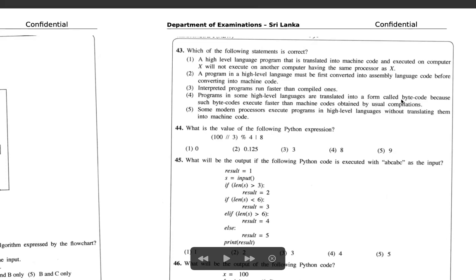You can convert it to intermediate code called bytecode because of the platform independence. Actually, you do it to provide platform independence. In Java also, we are doing this to provide platform independence.